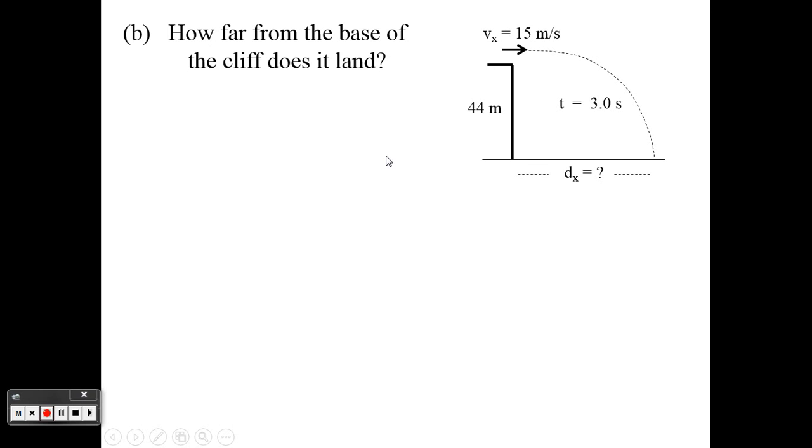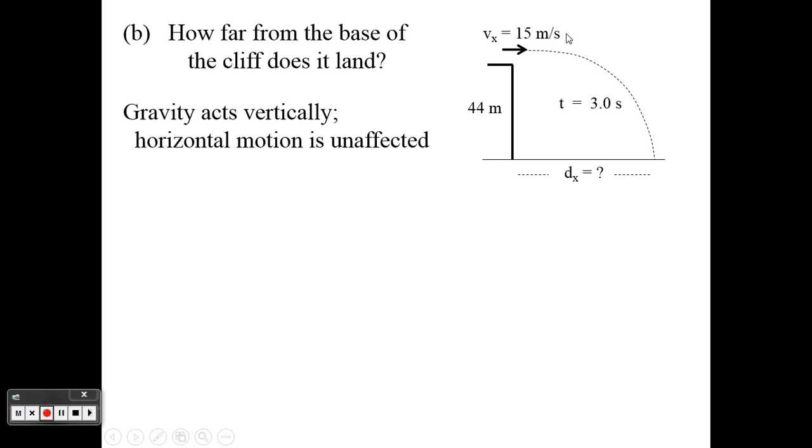Okay, part B. How far from the base of the cliff does the object land? So now we're talking about the horizontal displacement. Now remember, gravity acts only vertically. The horizontal motion is completely unaffected. So what that means is the motion in the horizontal is at constant velocity. It's not accelerated. Again, we are neglecting air resistance and all that.